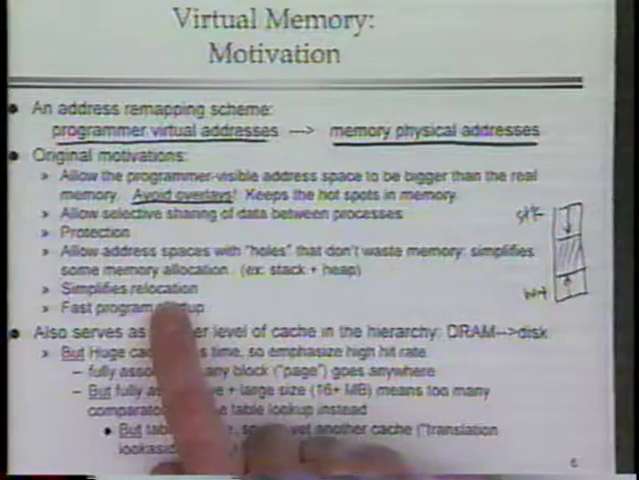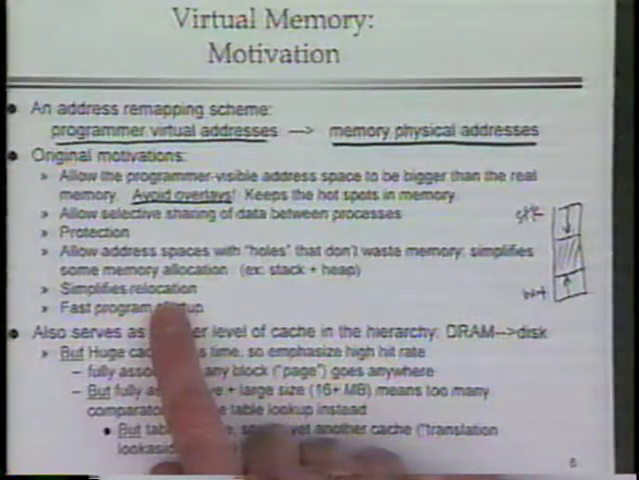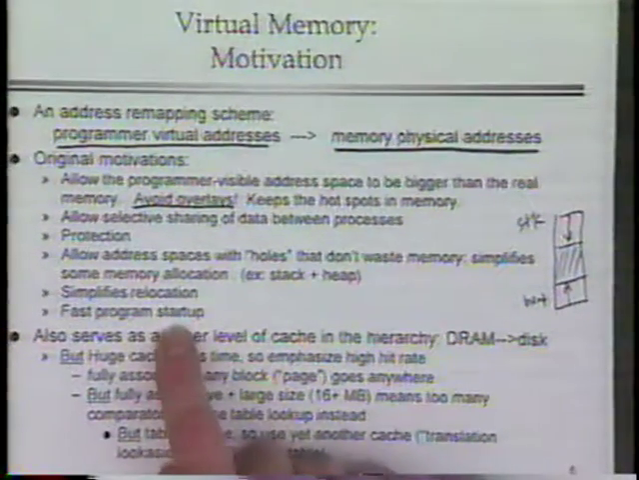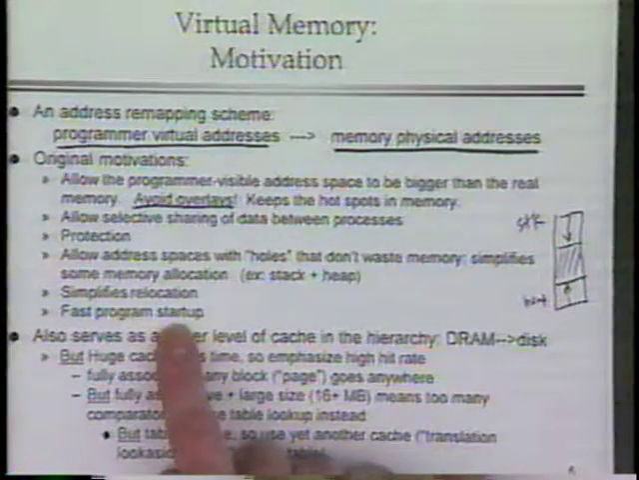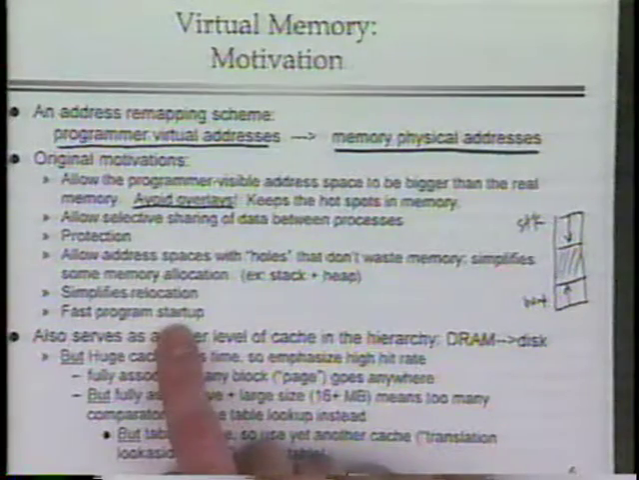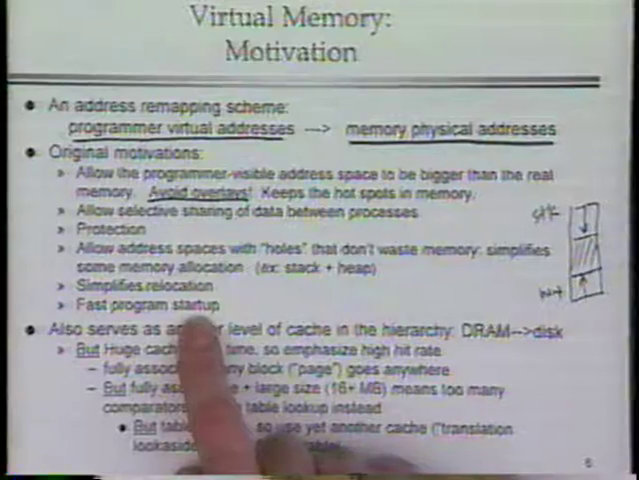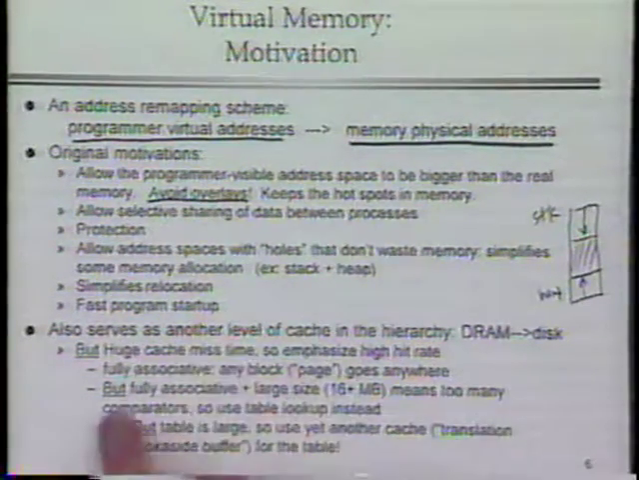It simplifies relocation. It's nice to be able to write all programs as if they began at location 0 in the machine and then fake it later by doing this memory mapping. And it allows you to start up programs in a hurry because you don't have to put into real memory everything that the program will ever need. All you have to do is put into real memory that part of the program that it needs to get going. And then it'll take page faults, as we'll see, to get the rest of that into real memory as it needs it.